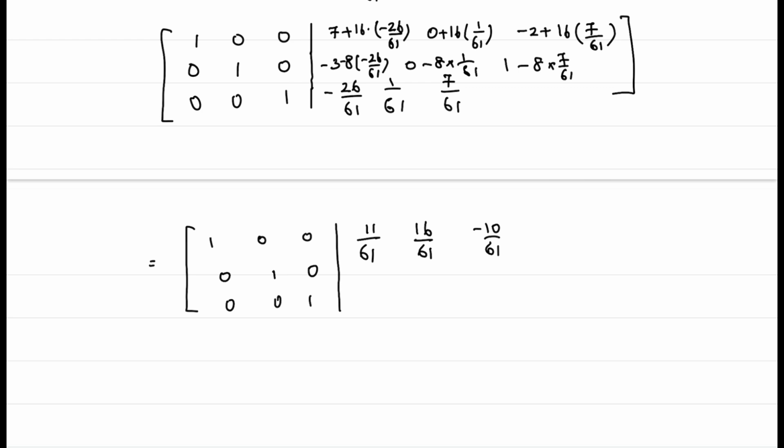This value is 25 by 61. Third row I am not disturbing. I will write as it is: 26 by 61, 1 by 61, 7 by 61. Now second row, second column. 0 minus 8 into 61 is minus 8 by 61. 1 minus 8 into 7 is 56. 1 minus 56 by 61 is equal to 5 by 61.